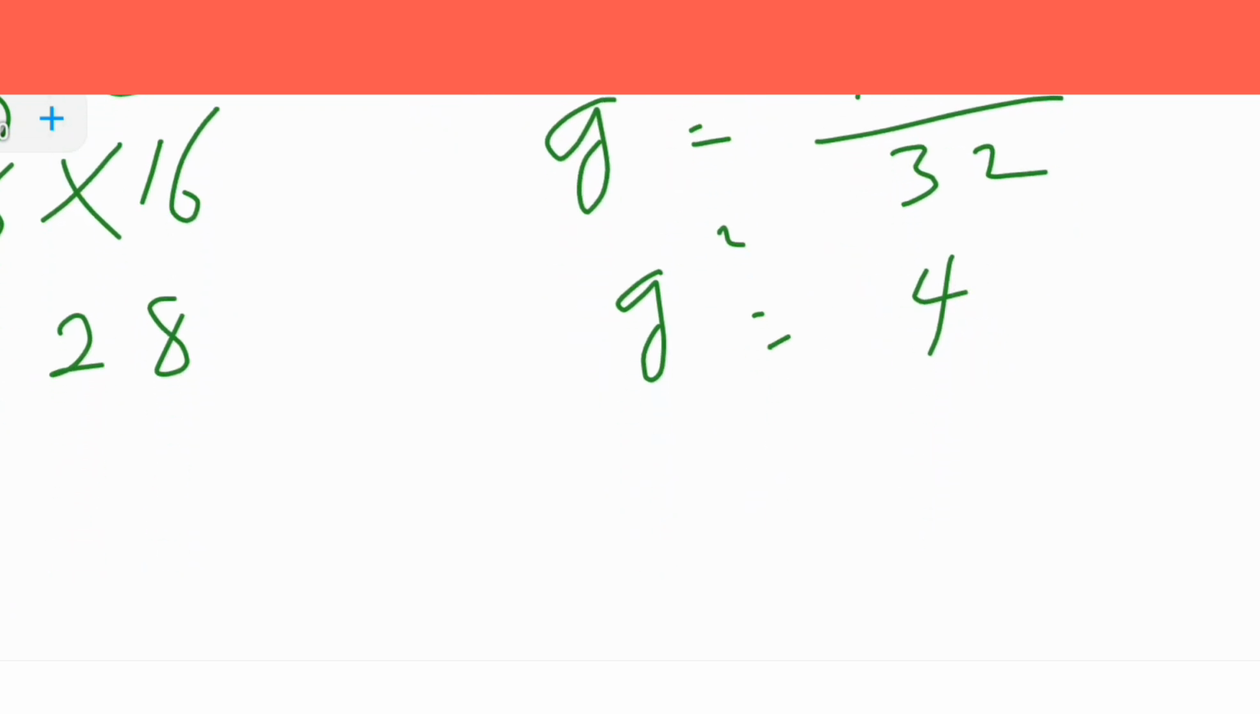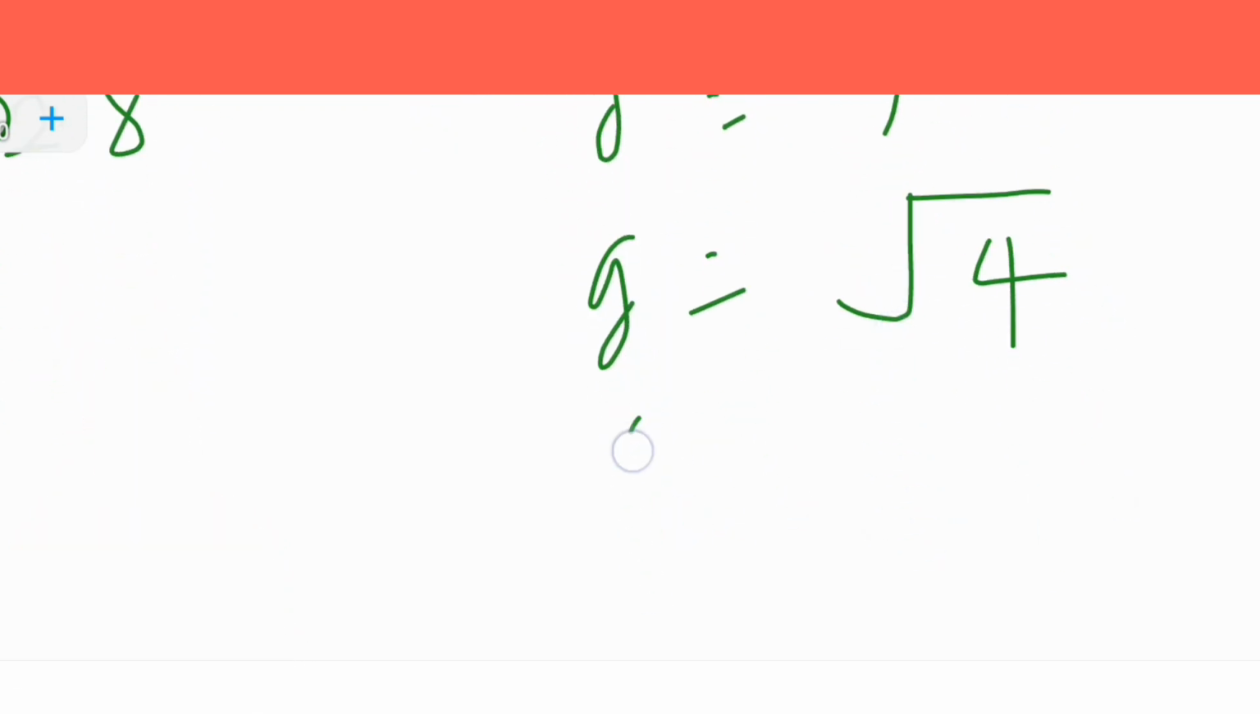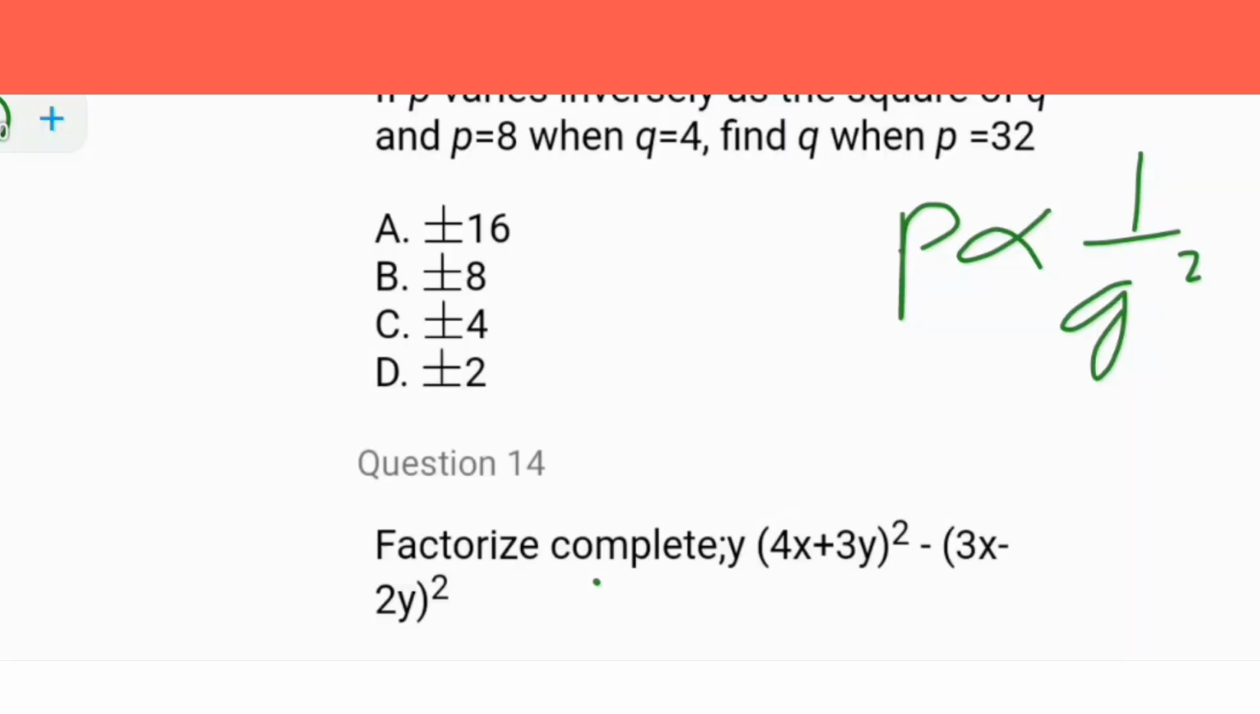So what will be Q? Q will be the square root of 4. So Q will be plus or minus 2. Because the square root of 4 can be plus 2 or minus 2. So you can see it from here. Plus or minus 2. That's the answer to that.